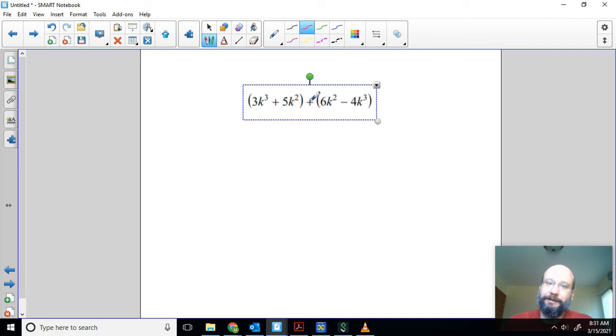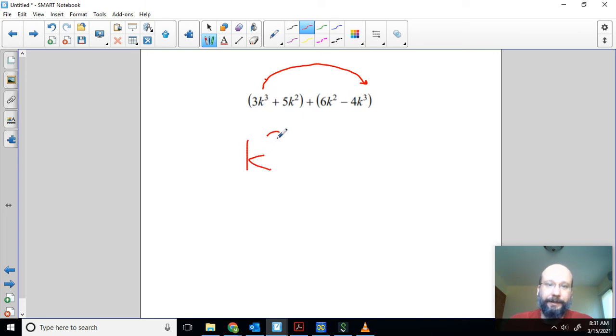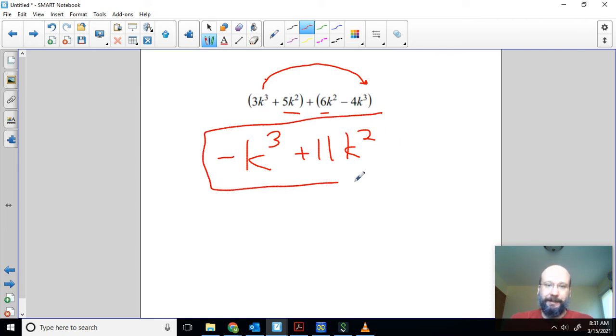All right, this one's a plus. So again, I could rewrite the whole thing, but since I know the parentheses don't matter, I'm just going to combine them. I've got this one and this one. They're like terms. 3k cubed minus 4k cubed is 1k cubed. I don't need to write the 1. Oh, actually, negative 1. And then these. 5k squared plus 6k squared is 11k squared. This would be my answer.